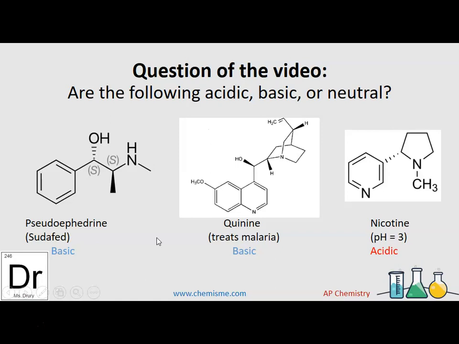So back to the question of the video, are the following acidic, basic, or neutral based on what you've seen in the pictures or given? So the Sudafed is basic because it has that hydroxyl group. The quinine is also basic because if you look through, it has a hydroxyl group. OH is really pretty clear for that. And then for the nicotine, the only indication we have for this is the pH is 3, so that means it's acidic. So you could use multiple things to look up if it's acidic or basic.